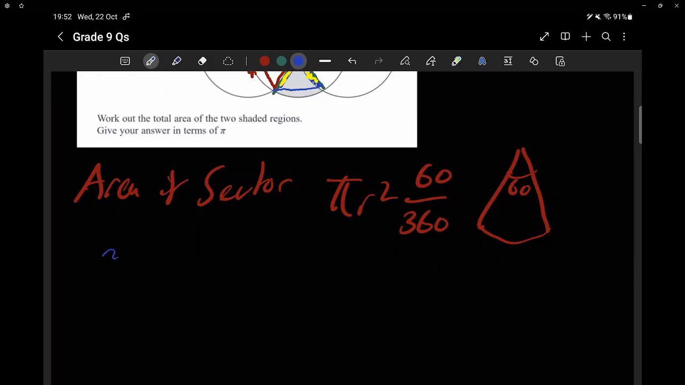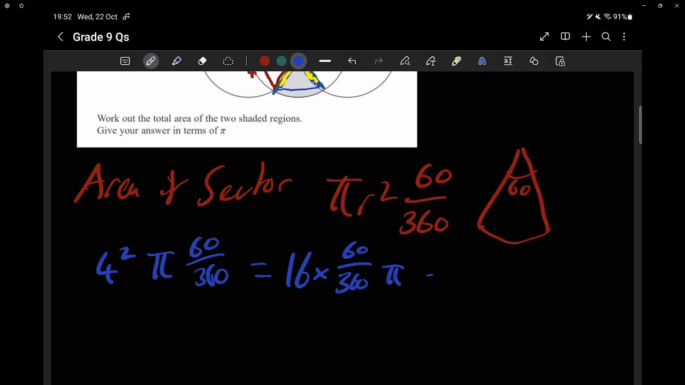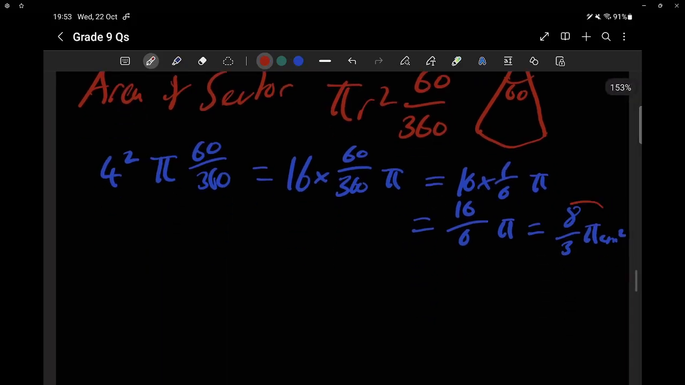And we know our radius is 4, so it's 4 squared times pi times 60 over 360. And it wants it in pi, remember, because it's non-calculator paper. So we have 16 times 60 over 360 pi. 60 over 360 is the same as a sixth, so 16 times a sixth pi, which is 16 over 6 pi, which again we can simplify to 8 over 3 pi, and it would also be centimeters squared. So that's the area of our sector right there.